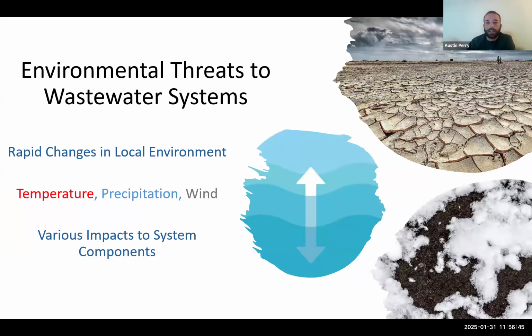Some of the environmental threats that we're looking at, so rapid changes in the local environment. We're looking at temperature, precipitation, and wind, and how they impact the system as a whole and the various system components within it.